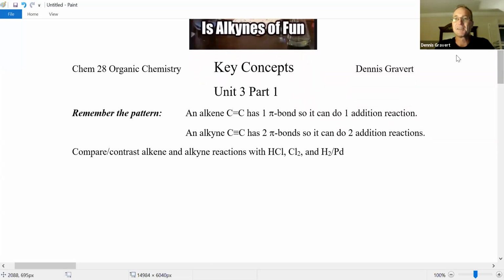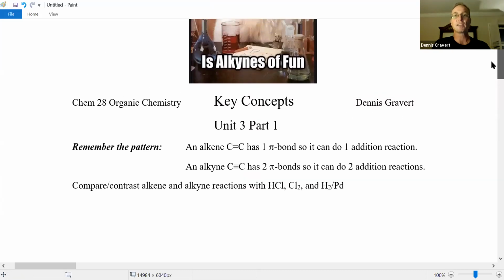Let's look at some similarities between double bonds and triple bonds, and that's actually the saving grace here. So definitely go back and review your alkene, carbon-carbon double bond reactions, because knowing those will help you remember the triple bond reactions. It's not a universal pattern, but it happens quite enough.